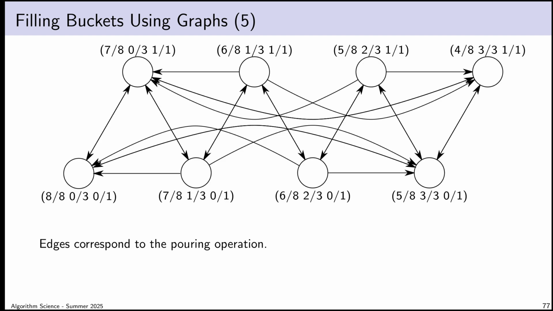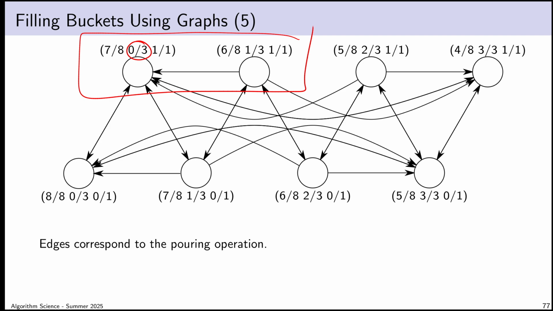And so then I add edges corresponding to valid pouring operations. Let's look at this edge here between these 2 states. In this case, I could take the 1 unit in bucket number 2 and pour it into bucket number 1. Bucket number 1 had 6 units, but now it has 7 units. But notice that that pouring operation isn't reversible. There's no way of pouring exactly 1 unit into this bucket with 3 units capacity.